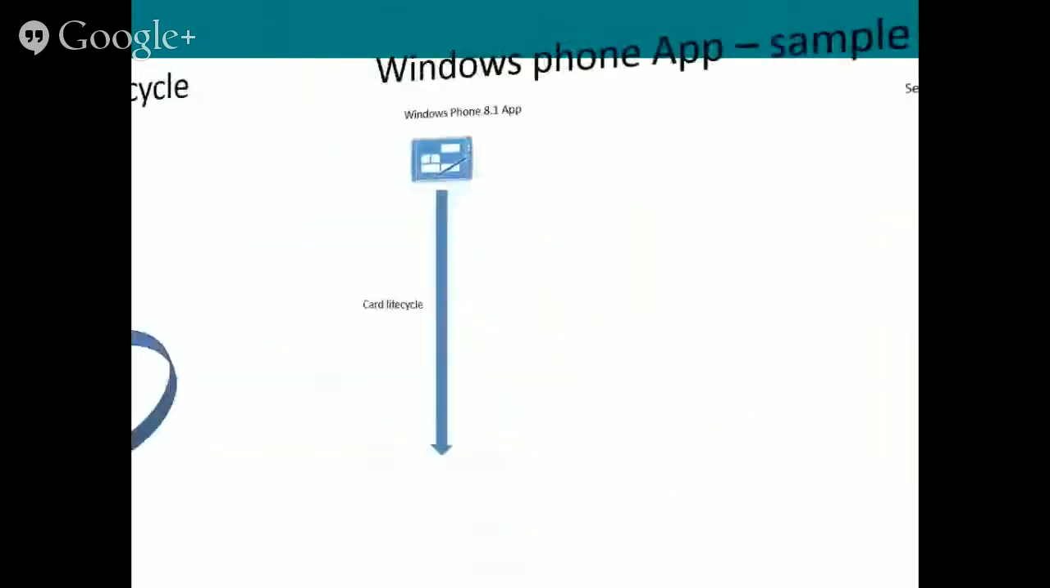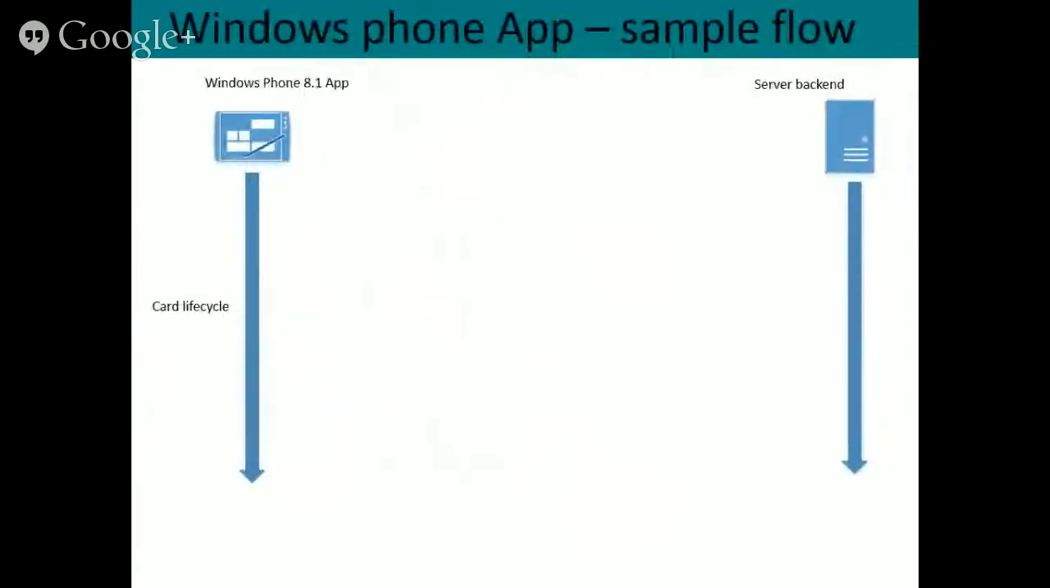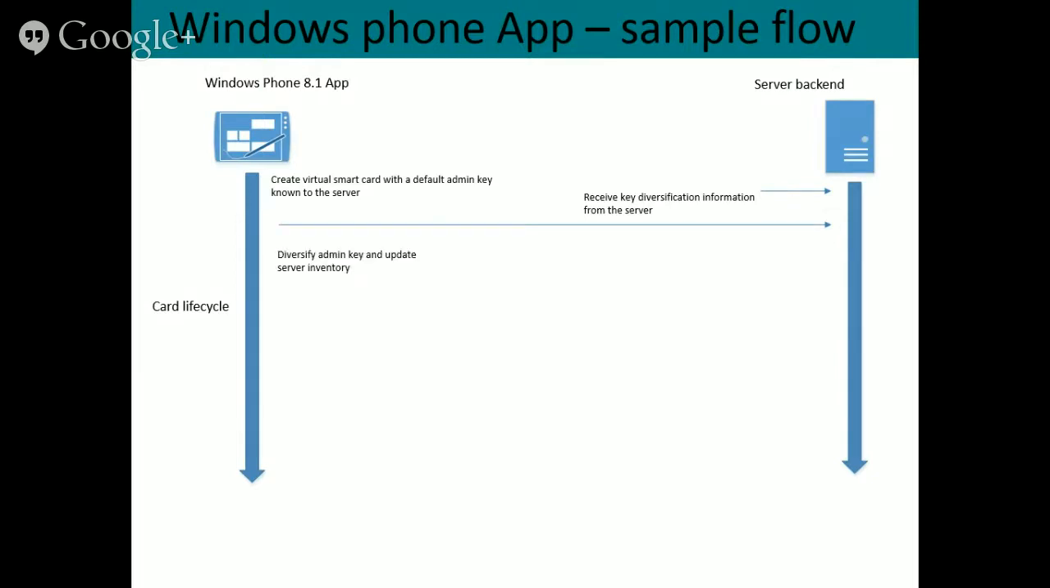The next one I want to speak on is a sample flow, which speaks about how the smart card process flows from the app level to the server level in the enterprise. The first step is when a smart card has been created for the device specifically. A default admin key, which is known to the server and normally provided by the IT admins, is required. Once the key has been passed on to the server, it diversifies the admin key and updates the server inventory that there is a request coming from a virtual smart card.